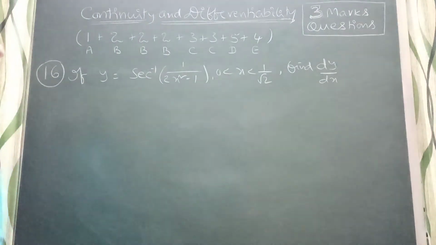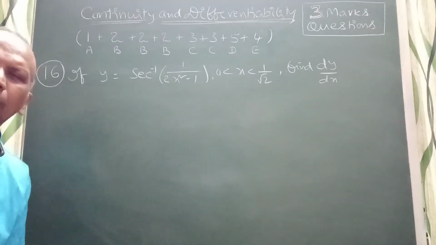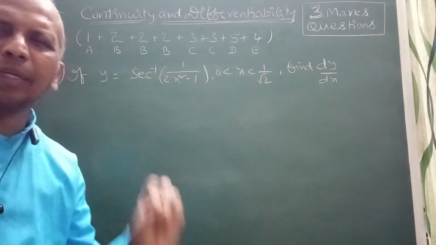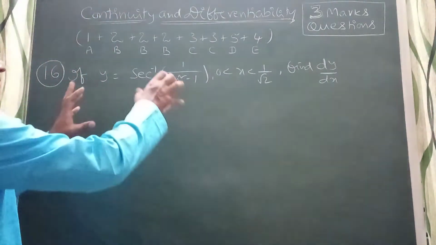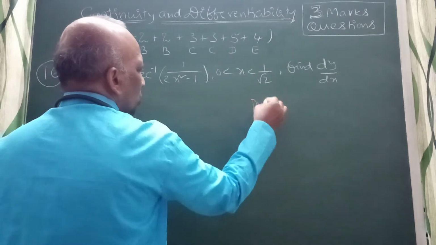Now see in this problem, they are giving y equal to secant inverse of 1 by 2x square minus 1, 0 less than x less than 1 by root 2, find dy by dx. In this problem, the most important point: you can see when they give it like this, as a substitution I can put x is equal to cos theta.